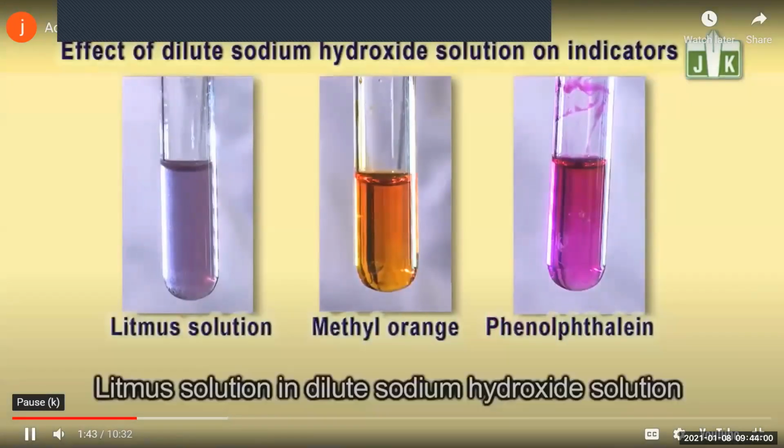Litmus solution in dilute sodium hydroxide. So first of all, the litmus solution originally is purple. Once it meets alkaline, it turns to blue. Second, methyl orange turns to yellow. But some of you see a little bit orange. While phenolphthalein is very obvious, right? The magenta color, pink to purple, right?